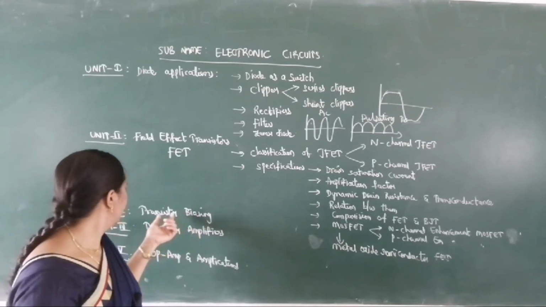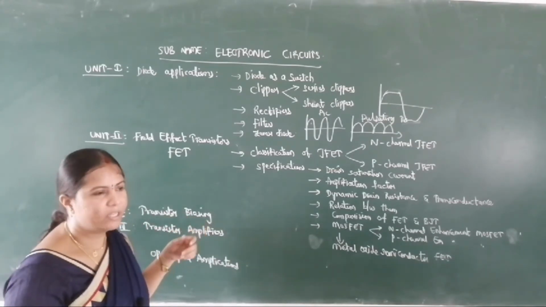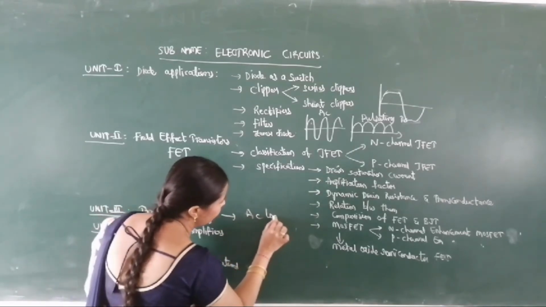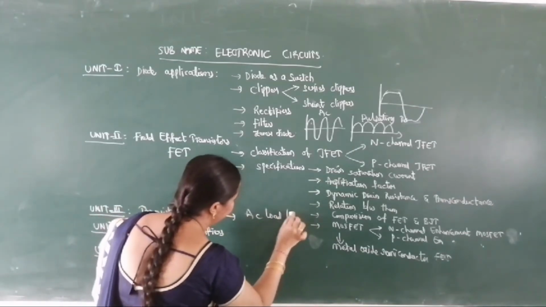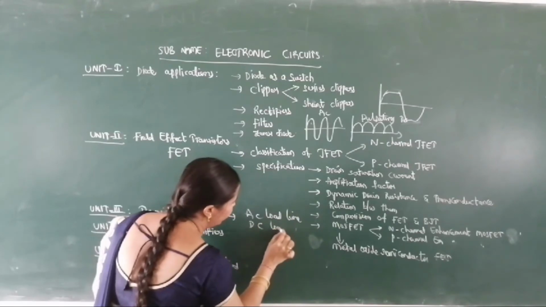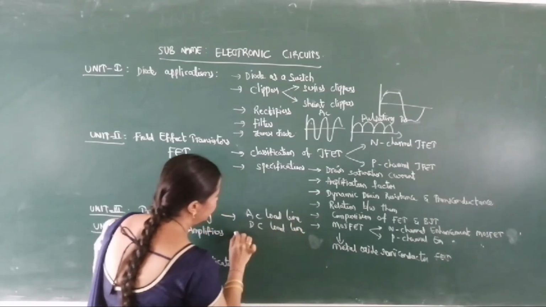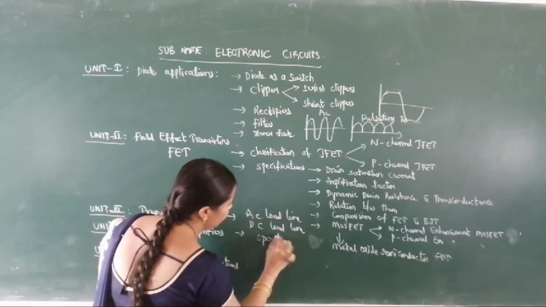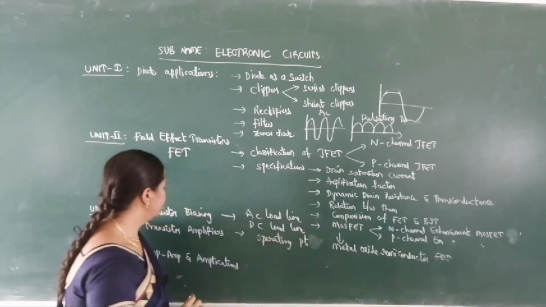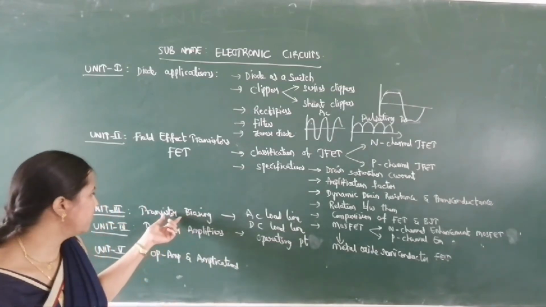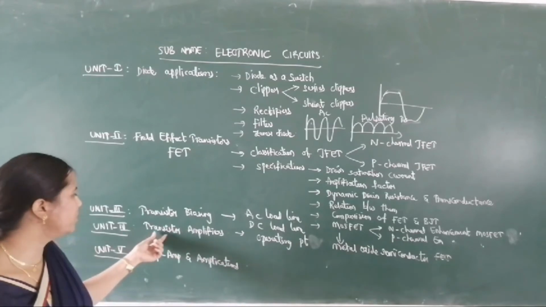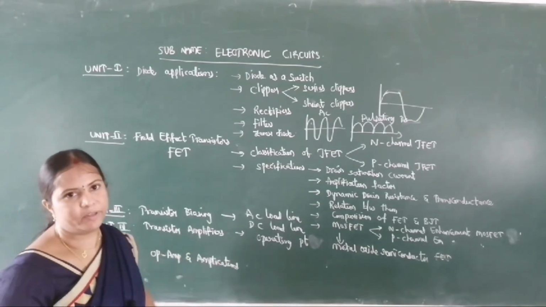Now in this unit you can study the concept of AC load line and DC load line. What is the definition of operating point? So like this you can study about transistor biasing. The third unit name is transistor biasing and the fourth unit name is transistor amplifiers.